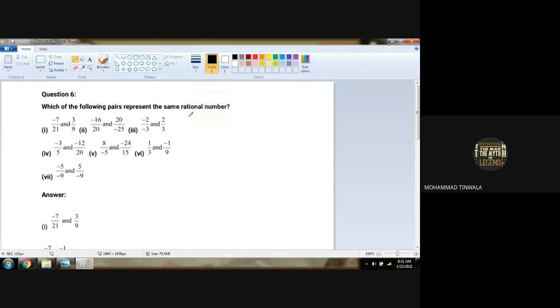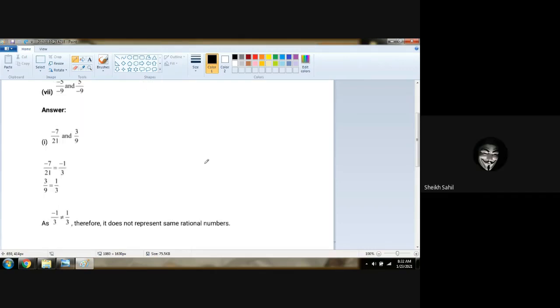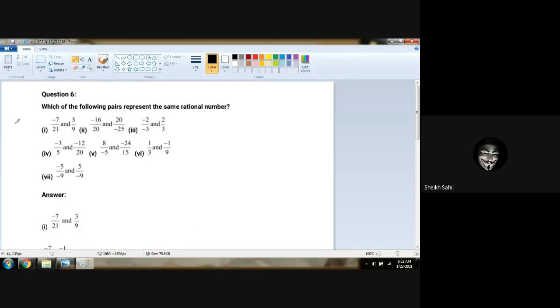Question number 6. Please read this question. Which of the following pairs represent the same rational number? That is what the question is. Now what do we have to do? 8 sums are given. We have to check out which pair is having the same rational numbers, that means equal.